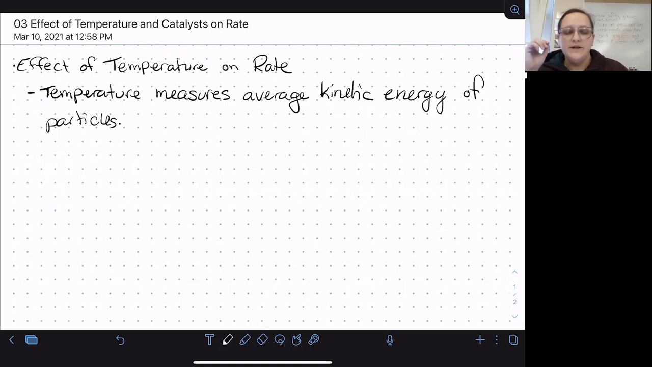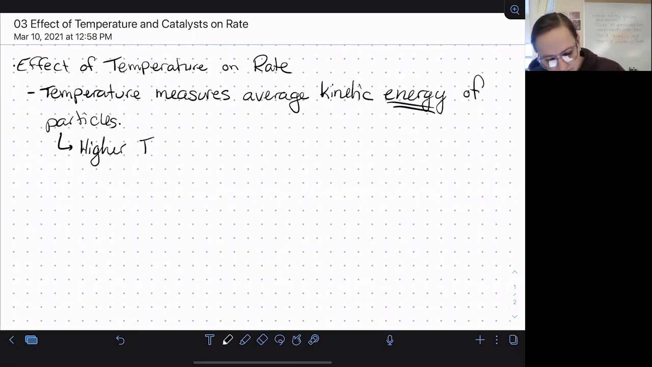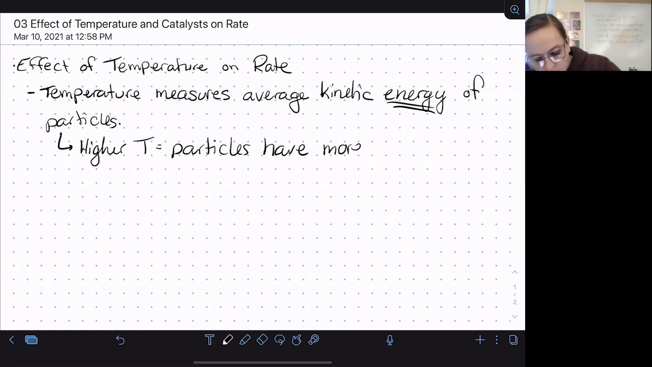And when we talked about what it takes for a reaction to happen, for a collision to be successful, one of the criteria that needs to be met is that the collisions need to occur with sufficient energy. So a higher temperature means that your particles are moving faster, they have more energy, specifically more kinetic energy, which leads to higher energy collisions.